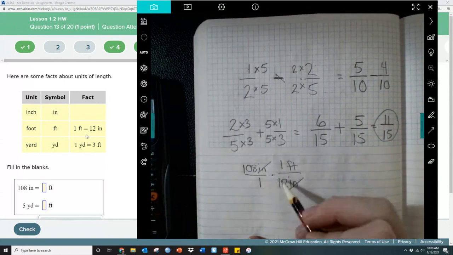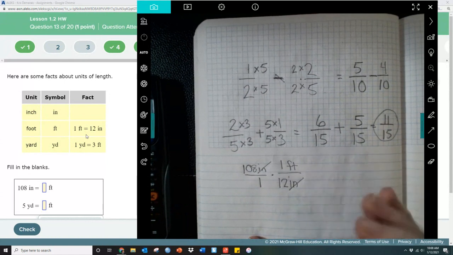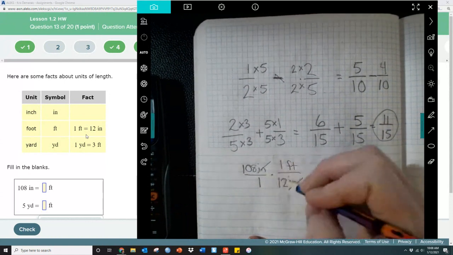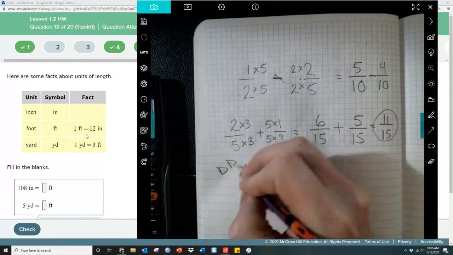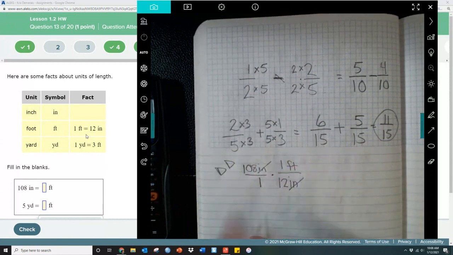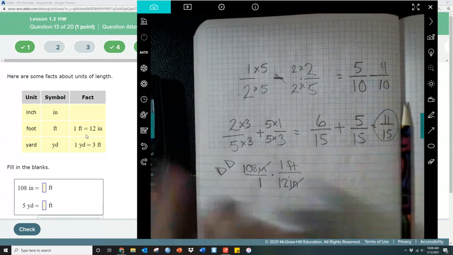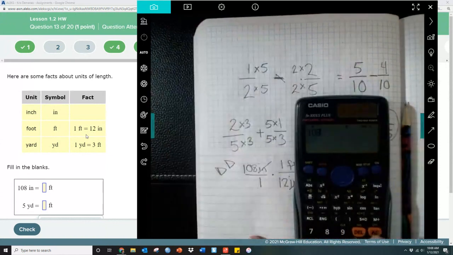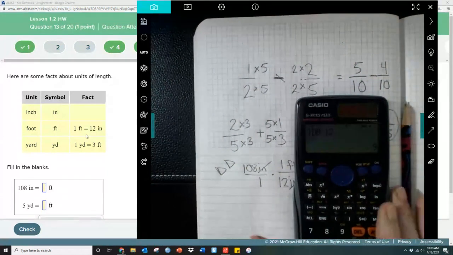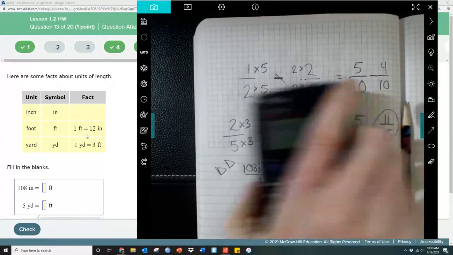So the inches have to be diagonal from the inches. This will tell us whether or not to divide or to multiply. If it's diagonal, we divide. All right, DD. Diagonal divide. So I take big number divided by small number. And I get my answer, 9.